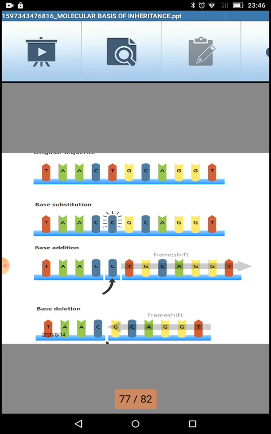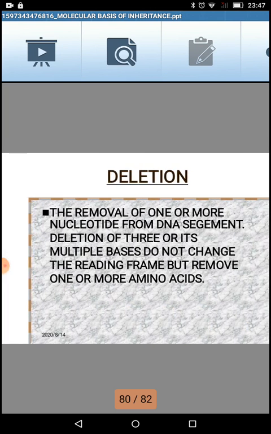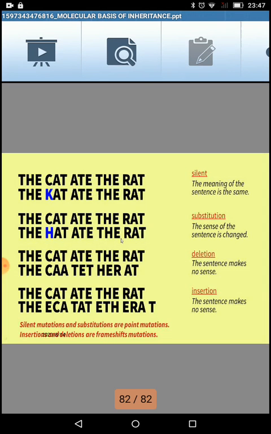Let us understand this frame shift mutation along with some English language sentences. I'm just projecting that slide. I'm just moving the slide, and once we have understood, then only we will go through the reading part of the slides. See, now here you can see the first sentence, the cat ate the rat. Now imagine these are triplets. These are codons which have three base pairs. The means THE, CAT, ATE, THE, RAT.